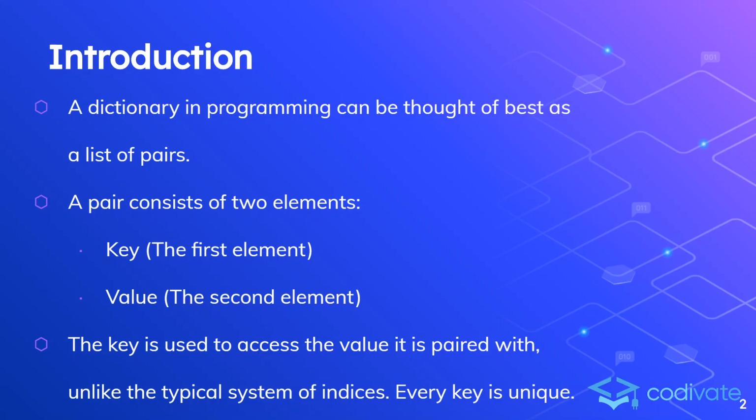Introduction. A dictionary in programming can be thought of best as a list of pairs. A pair contains two elements, a key, which is the first element, and a value, which is the second element. The key is used to access the value it is paired with, unlike the typical system of indices. Each key is unique.